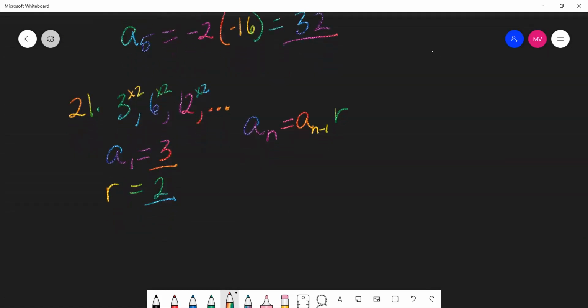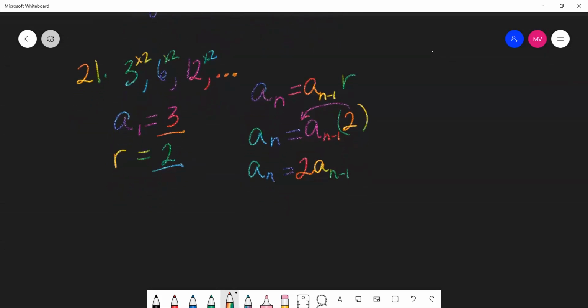So let's plug that in and we get an equals an minus 1 times 2. But to put this in proper mathematical form, you stick that constant in front of your variable. Because it's a coefficient, so it's just an equals 2 times an minus 1. So your final recursive definition is the term at position 1, and then the formula an equals 2an minus 1. It's kind of messy.